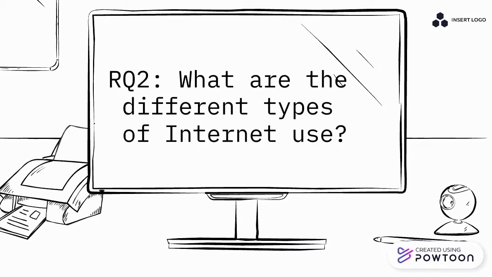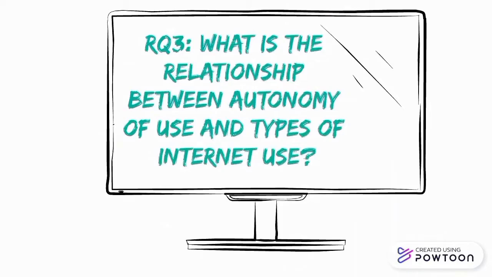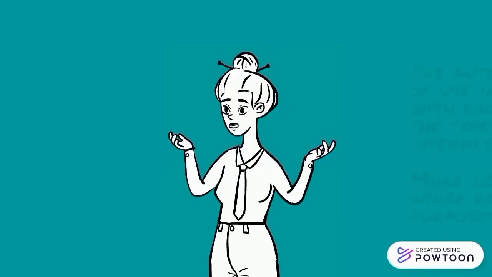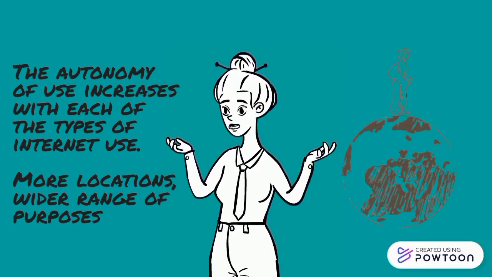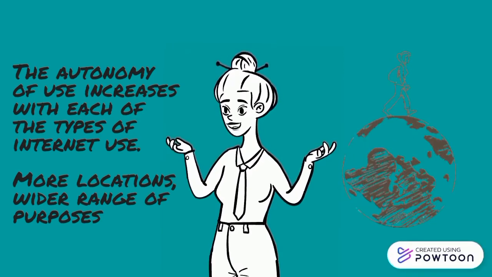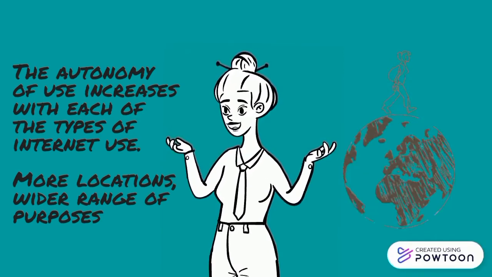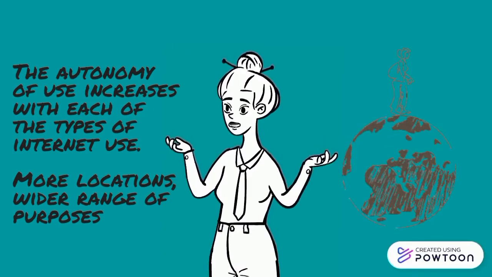Now to answer the second research question, here we find the different uses that Colombians give to the internet. It was found that the younger and more educated gave the internet more different ways of use. In terms of the third question, it was confirmed that the autonomy of use, which is like the different places a person can access internet, increases with each type of internet use. That means that more locations result in a wider range of purposes of using the ICTs.